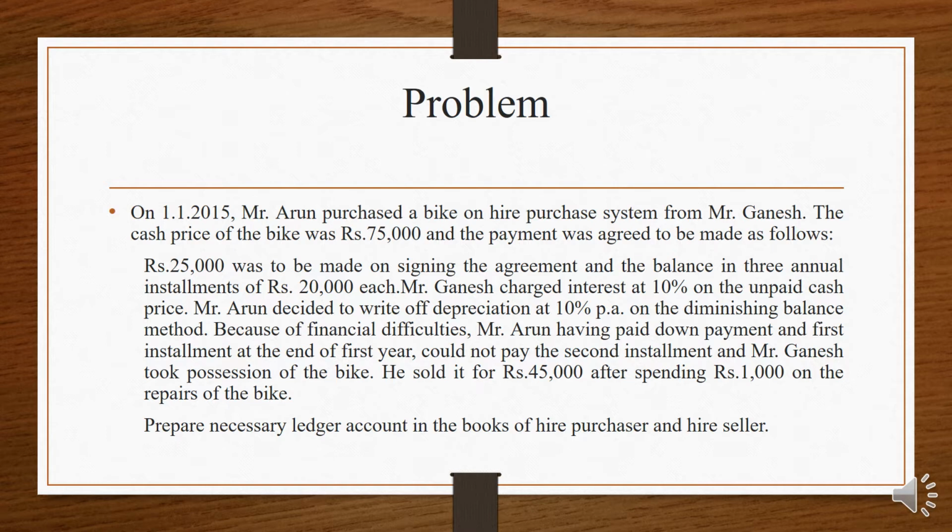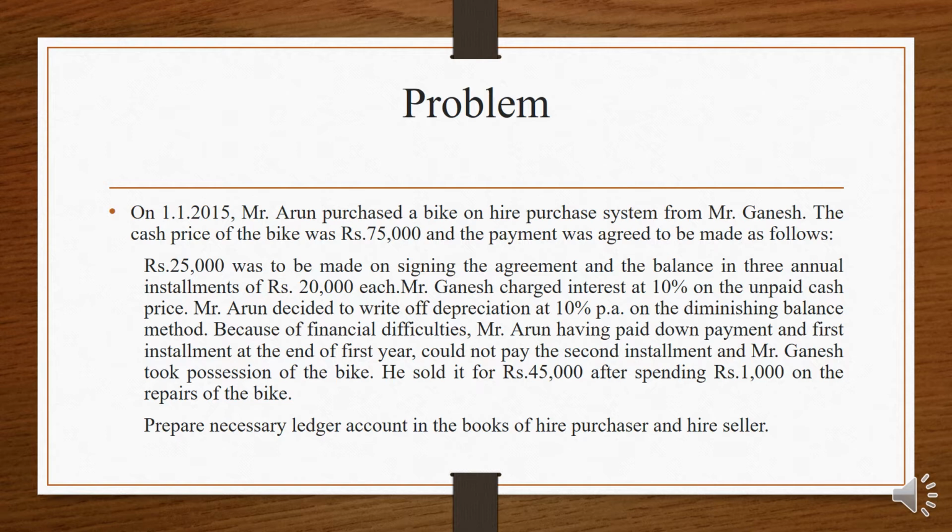So this is the problem. On 1/1/2015, Mr. Arun purchased a bike on hire purchase system from Mr. Ganesh. So Mr. Arun is the hire buyer and Mr. Ganesh is the hire vendor. Cash price of the bike was 75,000. Down payment was rupees 25,000 and the remaining balance is to be paid in three equal installments of rupees 20,000 each. The interest rate Mr. Ganesh is going to charge is 10% on the unpaid balance of the cash price.